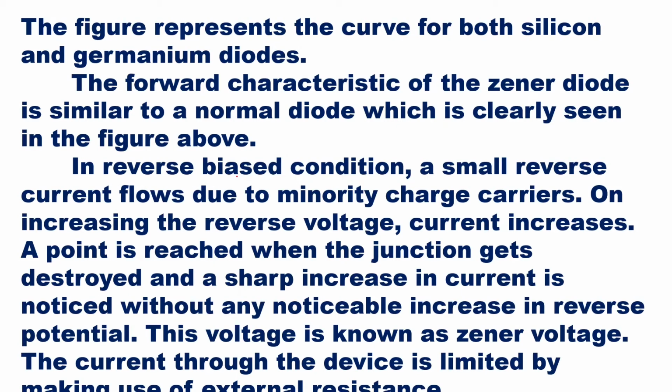So the figure represents the curve of both silicon and germanium diodes. The forward characteristics of the Zener diode are similar to a normal diode, which is clearly seen in the figure above. In reverse bias condition, a small reverse current flows due to minority charge carriers. On increasing the reverse voltage, current increases. A point is reached when the junction breaks down and a sharp increase in current is noticed without any noticeable increase in the reverse potential. This voltage is known as Zener voltage. The current through the device is limited by making use of an external resistance.